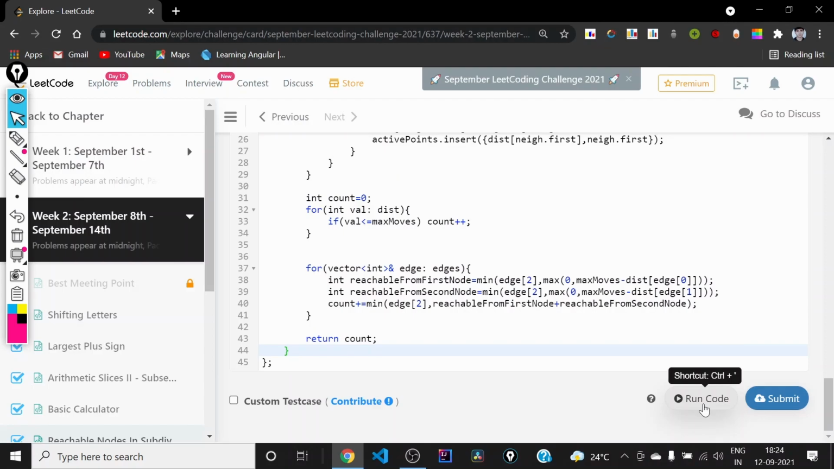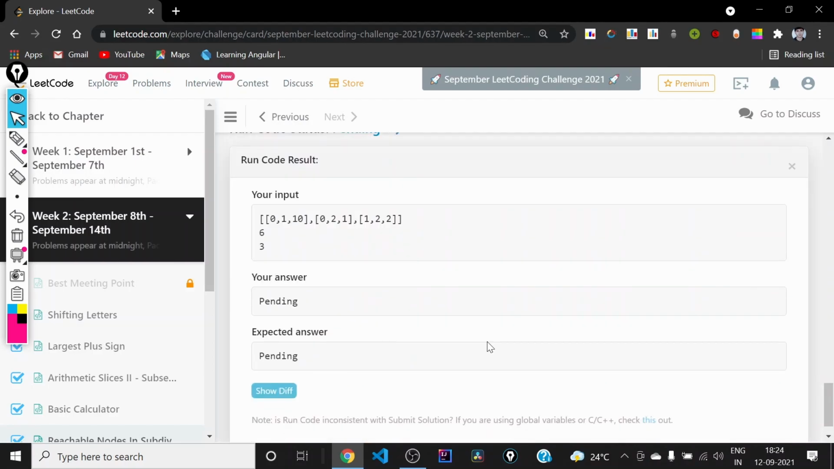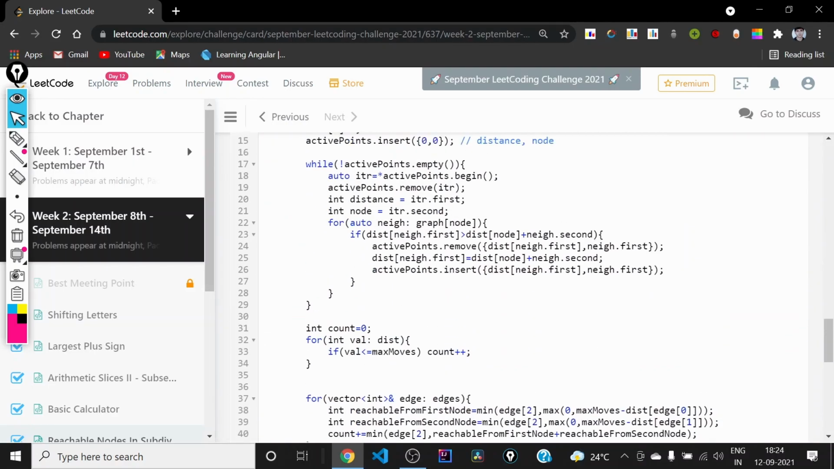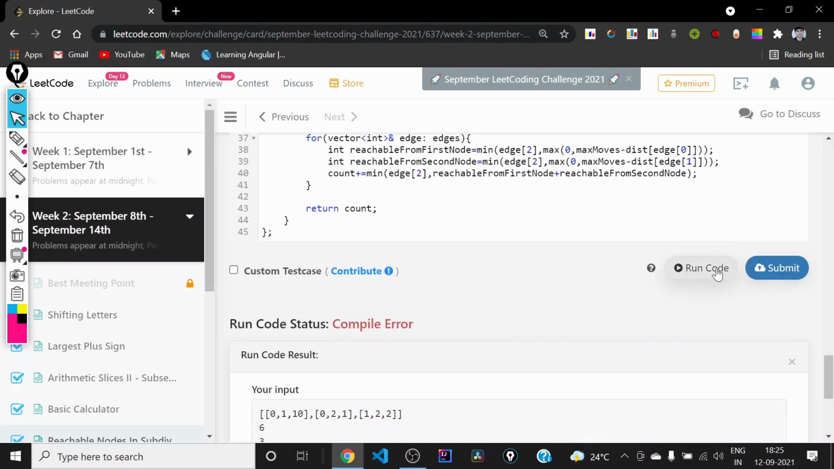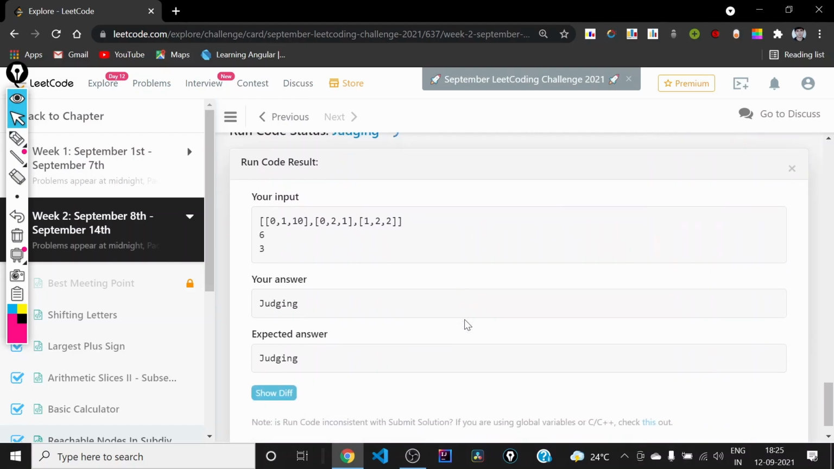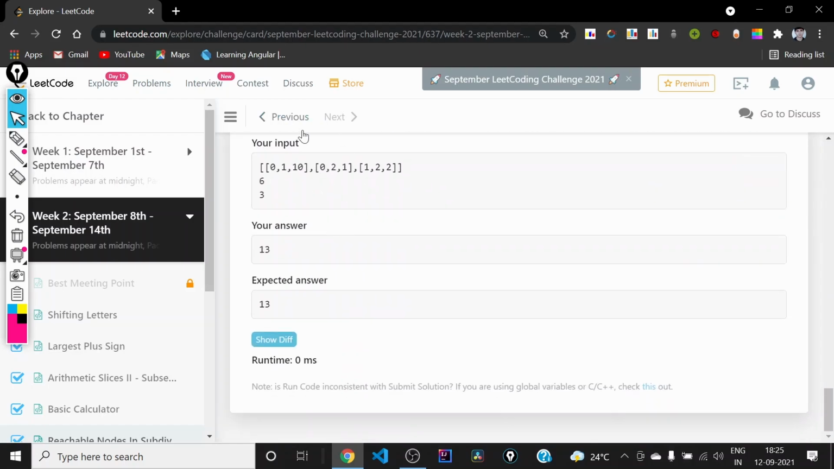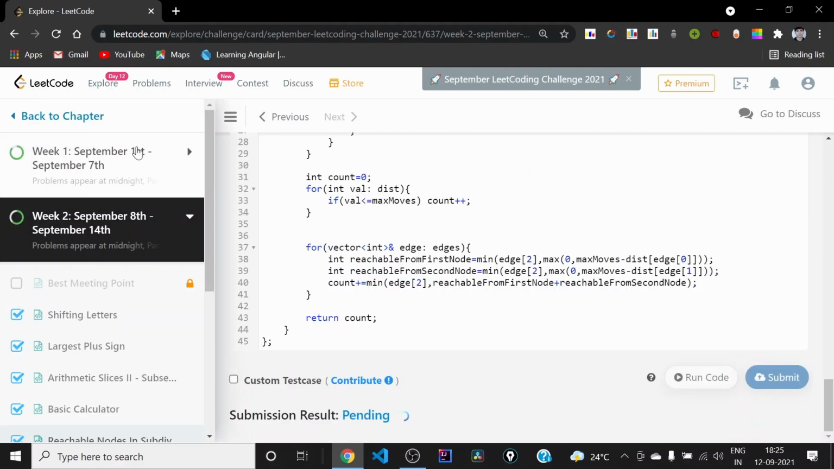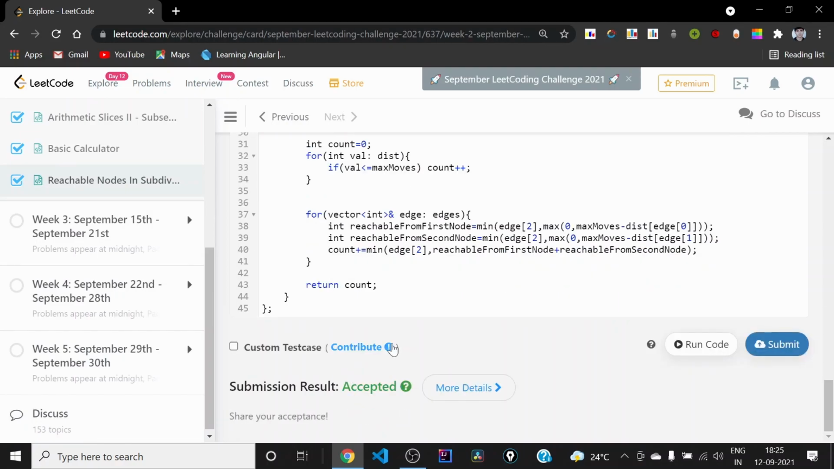So we can try to run it on the sample test cases. There is no member named removed. Actually it is erase. Yeah, so the sample test case is giving the correct result. We can submit it. Yeah, it got accepted. So thank you guys.